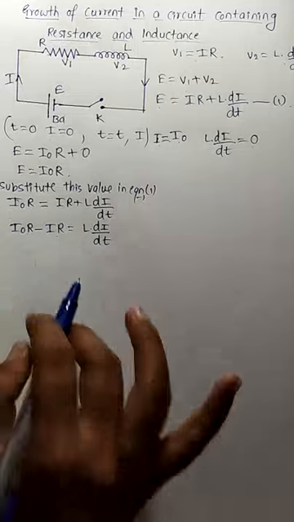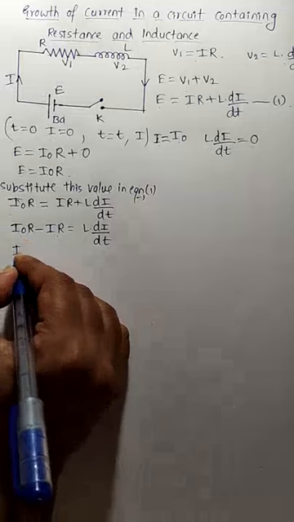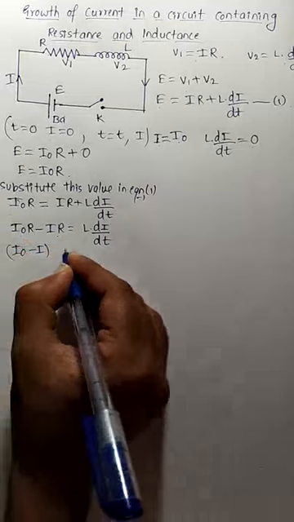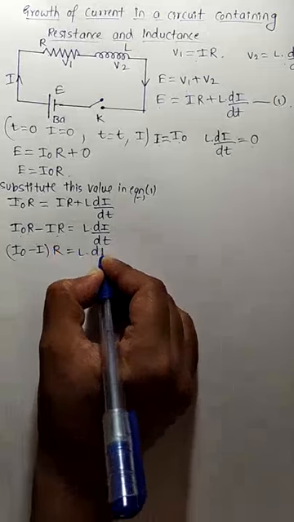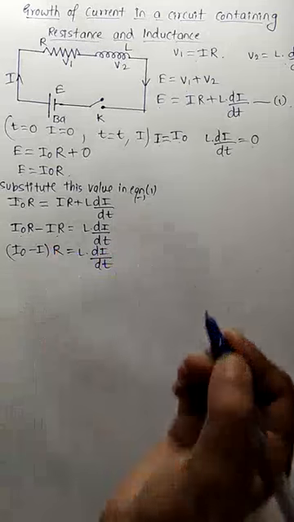So R will be common, so take it outside. What will be remaining? I naught minus I will be remaining if you take R common. So this is equal to L into di divided by dt.